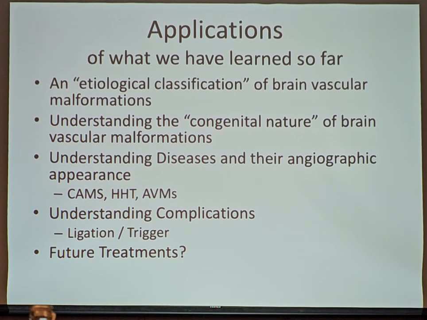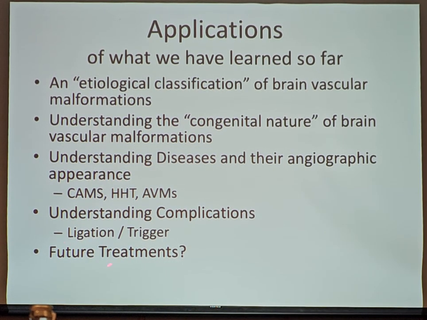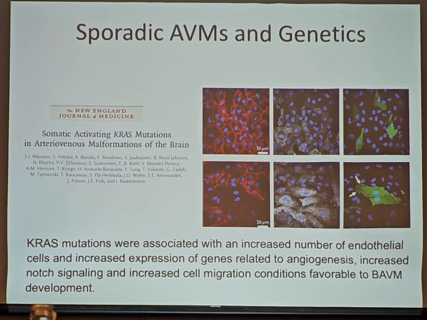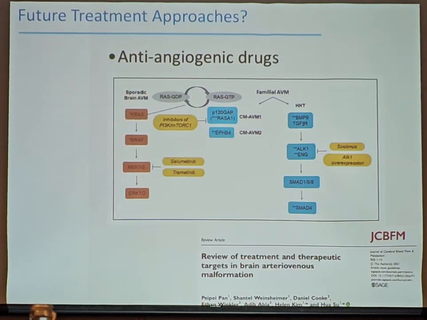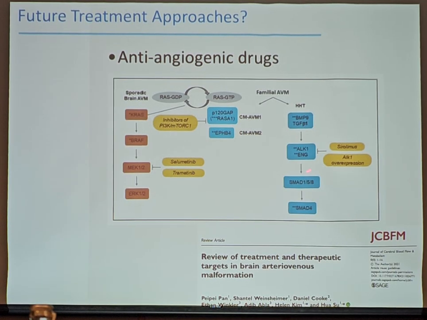Okay, future treatments. Last but one application. We talked about the KRAS pathway, we talked about HHT. Now the KRAS pathway is a completely different pathway as compared to the VEGF-ALK1 pathway. In familial AVMs, i.e. in HHT AVMs, you can see that we'll need to inhibit the VEGF pathway with sirolimus or with Avastin. However, in the sporadic AVMs, we have the KRAS pathway.